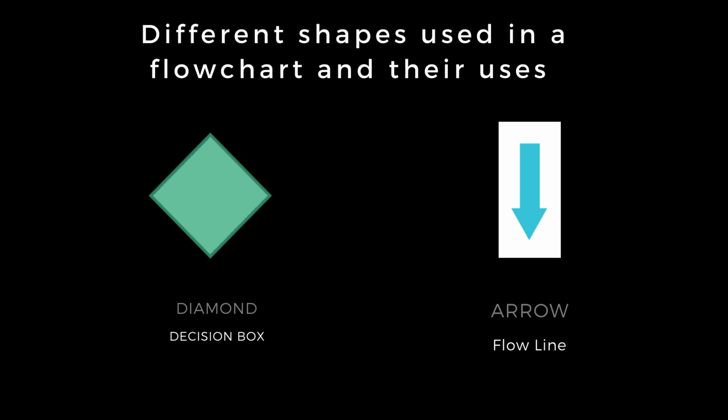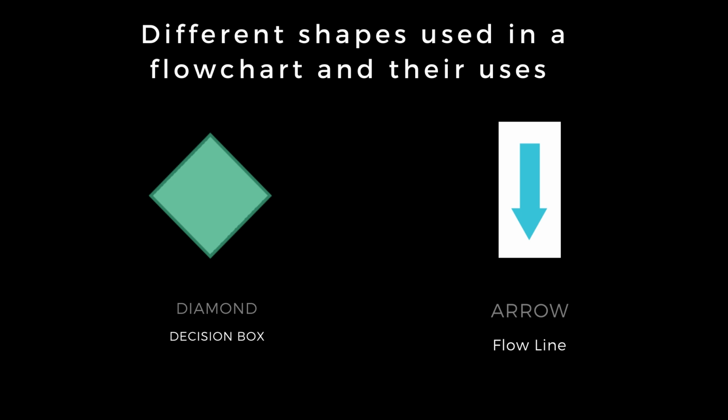Here, this is the diamond shape, and the name of this diamond shape in a flowchart is the decision box. So while writing an algorithm using a flowchart, when you make a decision, you should use this shape. It is used when you need to select between two options, commonly written as yes or no. For that, you can use the diamond decision box, and the arrow.